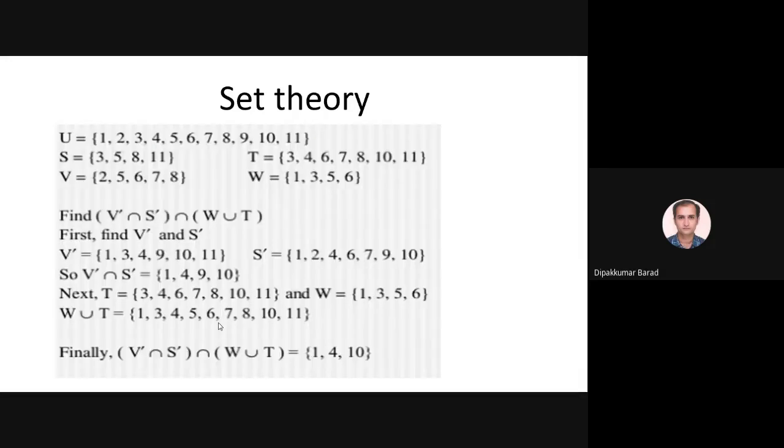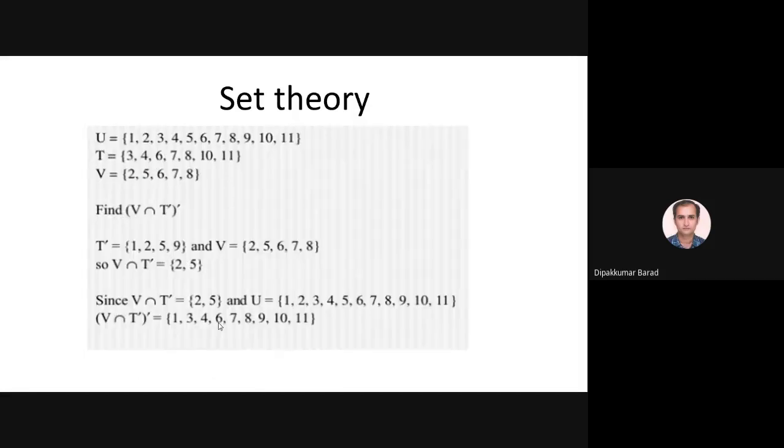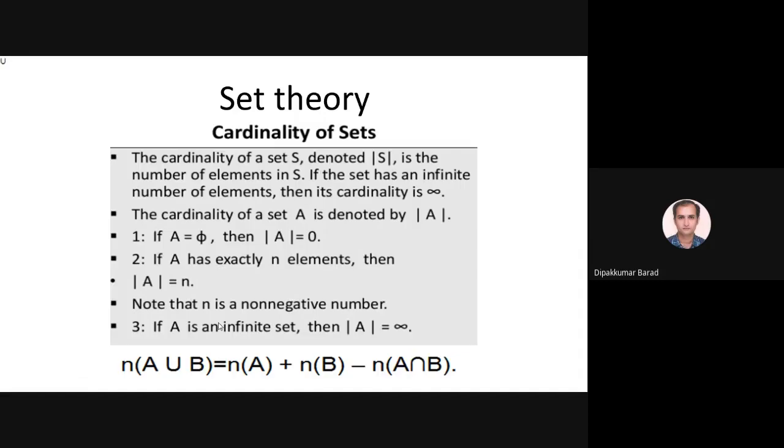Now this U, S, T, V, W we have given, and we have to find V dash intersection W dash union T. Okay, so this is a very simple example you can do easily. This one also you can do easily.